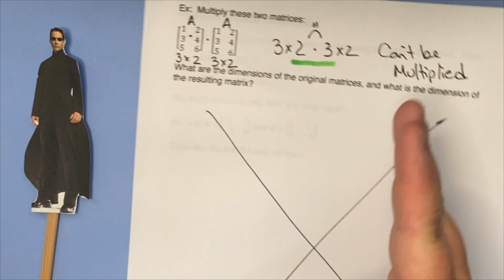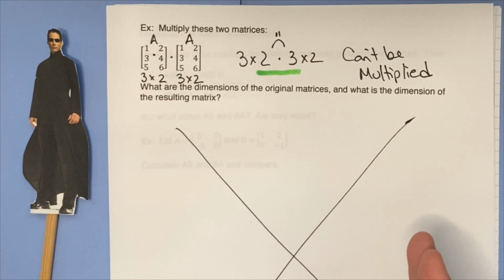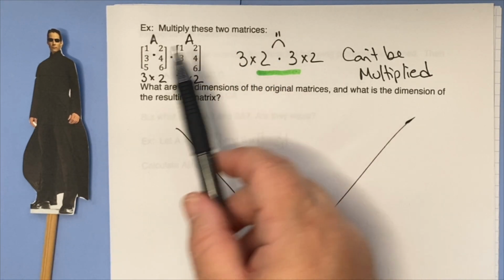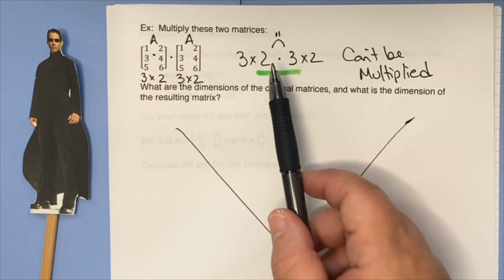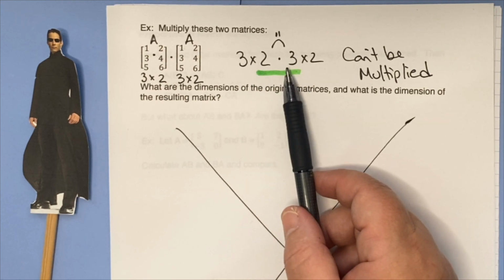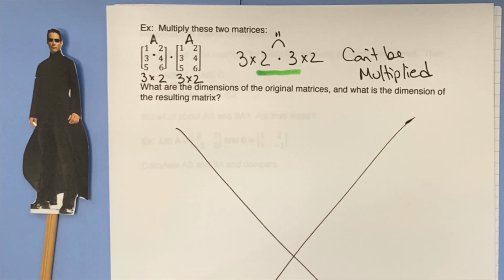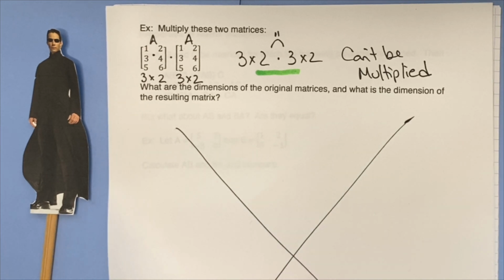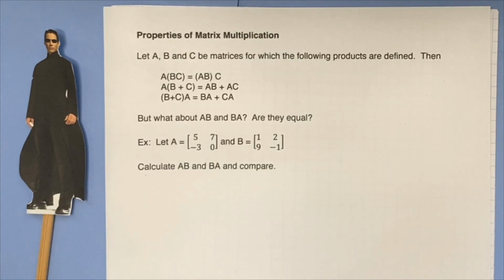So again, what do you have to remember from this? Well, try to remember as much as you can, but the big one is if you're asked to multiply two matrices, check their dimensions. Make sure that these inner numbers match, because this one doesn't. So, haha, no homework here.